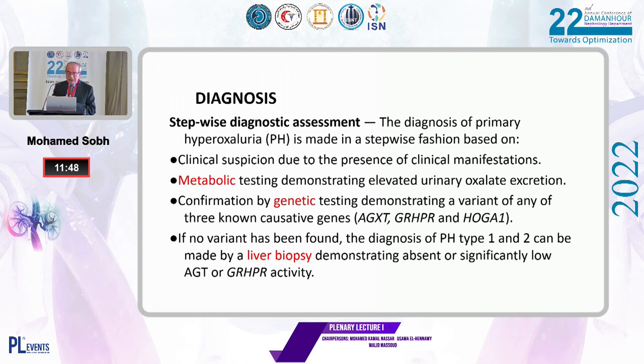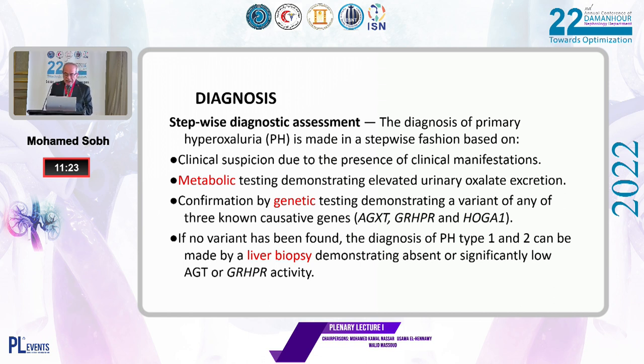Number two, if we suspect, we proceed to metabolic testing demonstrating elevated urinary oxalate excretion if it is in the early stage. If in late stage, urine oxalate will go down, but serum oxalate will go up. So you look for oxalate. Okay, you have more strong evidence, so you move to the third step, which is genetic.